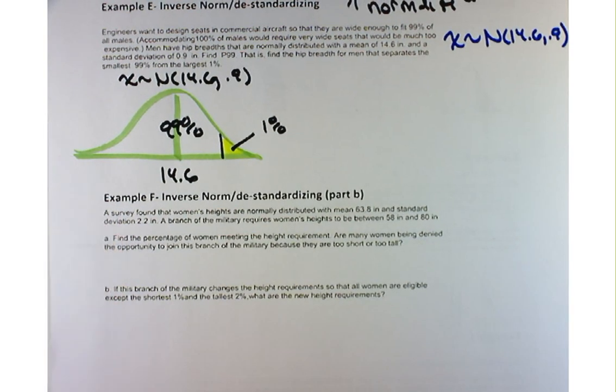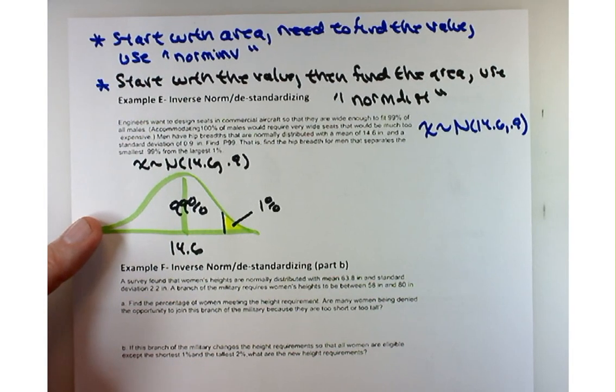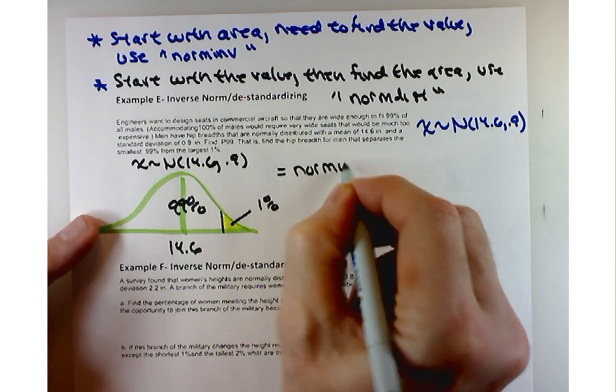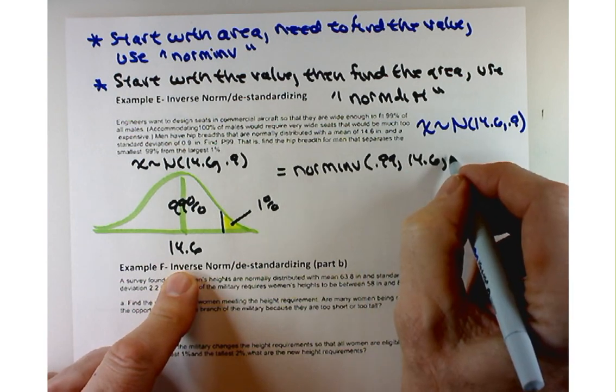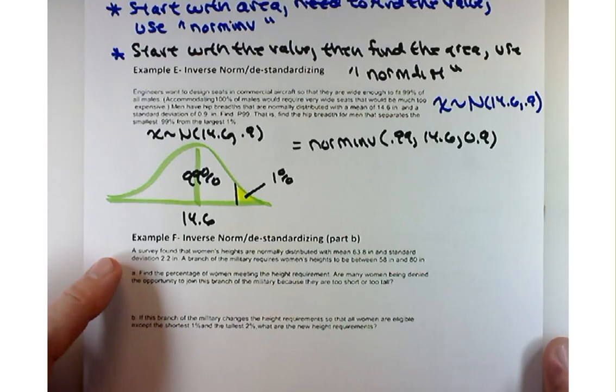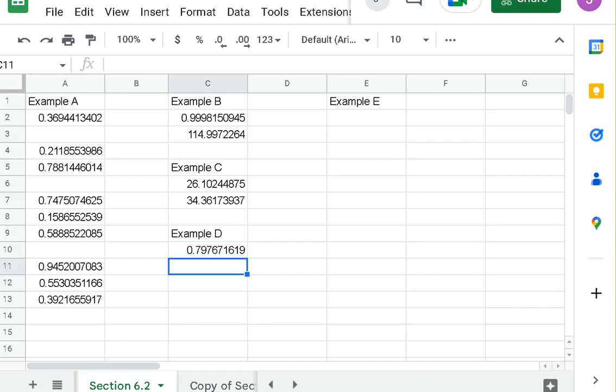The good news is that when you're using Google Sheets to find a percentile, you're just going to work with that percentile. You don't have to do a -1 thing. So if I want to find a 99th percentile, am I going to use NORM.DIST or NORM.INV? NORM.INV, good. So this is going to be NORM.INV of 0.99, the mean is 14.6 and the standard deviation is 0.9. And that's it. You don't have to worry about a true or false in this one. Let's see what you get. Example E equals NORM.INV.